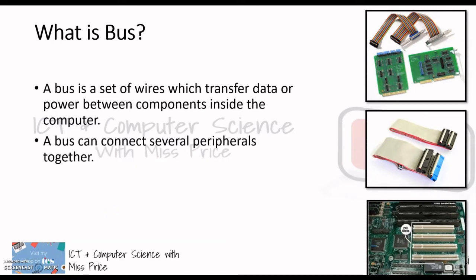So a bus can connect several peripherals together. The peripherals are the things that are plugged into your computer that make it better. If you look at the desktop computer in your classroom, you can see the keyboard's connected to it, the mouse is connected to it, and the monitor's connected to it. And these are all connected to the tower. So the bus will connect these peripherals together to make them work. So then when you type something in on the keyboard, it comes out onto your monitor.